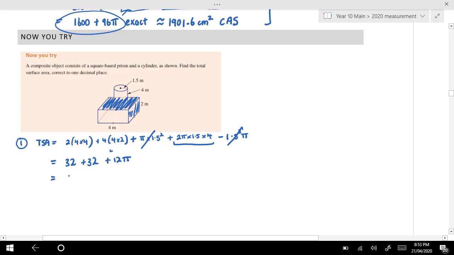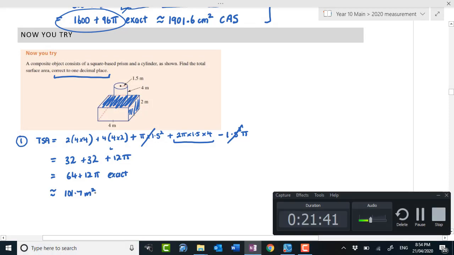Bring those together, we've got 64 plus 12 pi. That's our answer in exact. Okay, so often you might be asked for the exact answer, but we've been asked to correct to 1 decimal place. So that is approximately 101.7 meters squared.